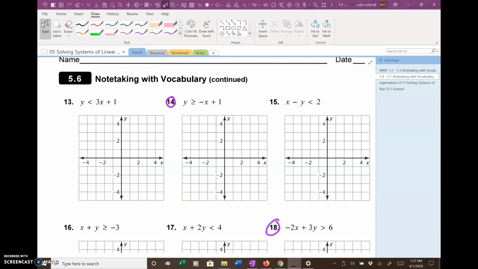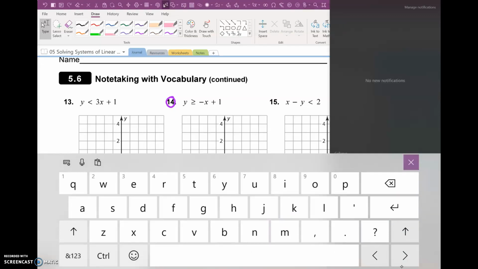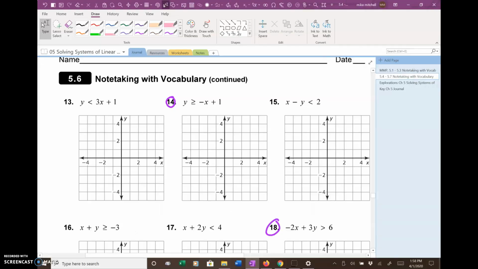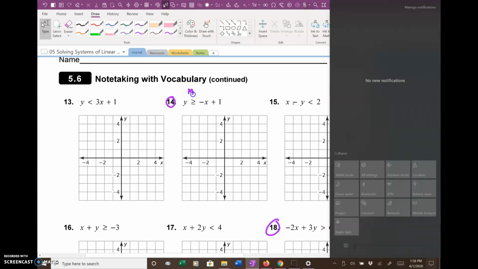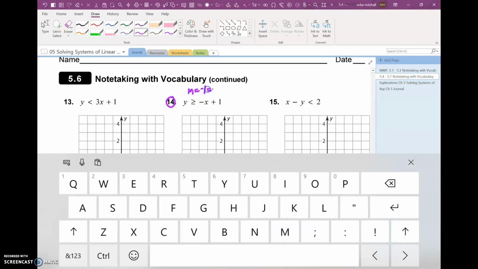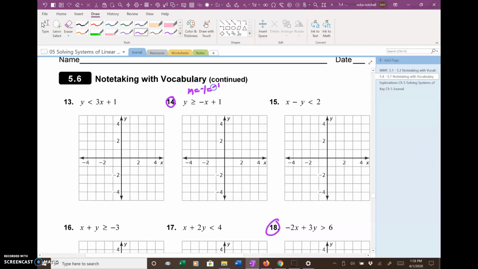Number 14, I have slope-intercept form here, it looks like. So y equals mx plus b. Whoa, we don't want that. Go away. Get to see mistakes. My slope is equal to negative 1, which equals negative 1 over 1. B is equal to positive 1. I put in my intercept. I count out my slope, negative 1 over 1. Down 1, forward 1. Negative 1, positive 1.